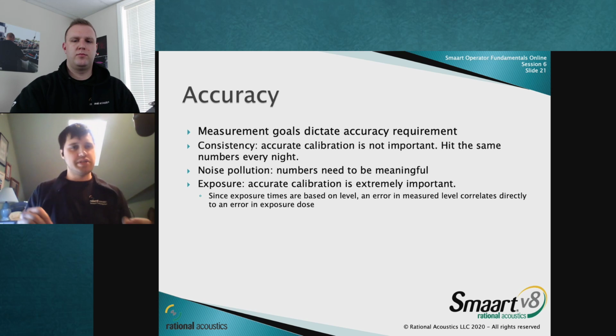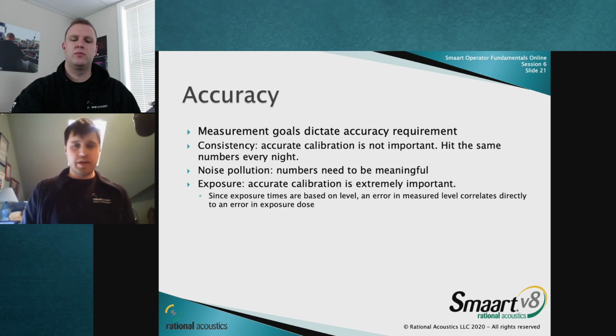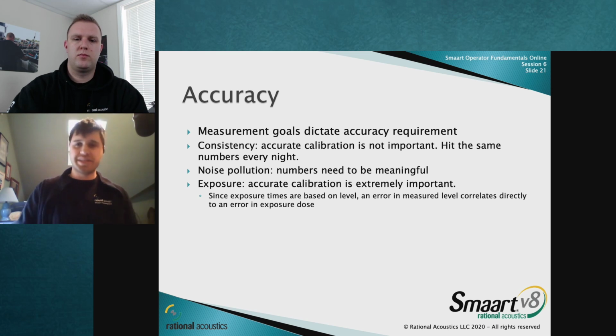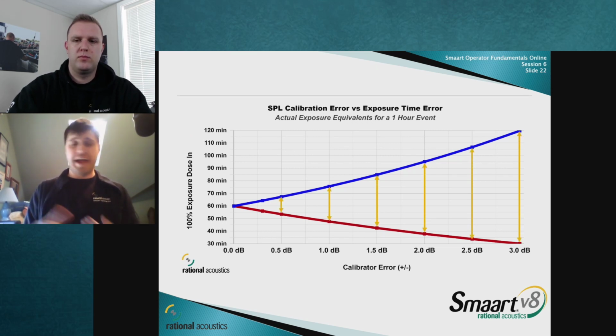And where accuracy is of paramount importance is when we start to measure exposure. The reason for that is what I pointed out when we were looking at the NIOSH chart earlier. Exposure works by equating the exposure time to a certain level. So if we're mismeasuring the level, that's going to give us an error in the amount of time it's safe to be exposed to that level. And so you can end up with a situation where it's measuring completely safe, but it's actually not safe. Right. And if we can take a look at the next slide, I'll show you exactly how that math works.